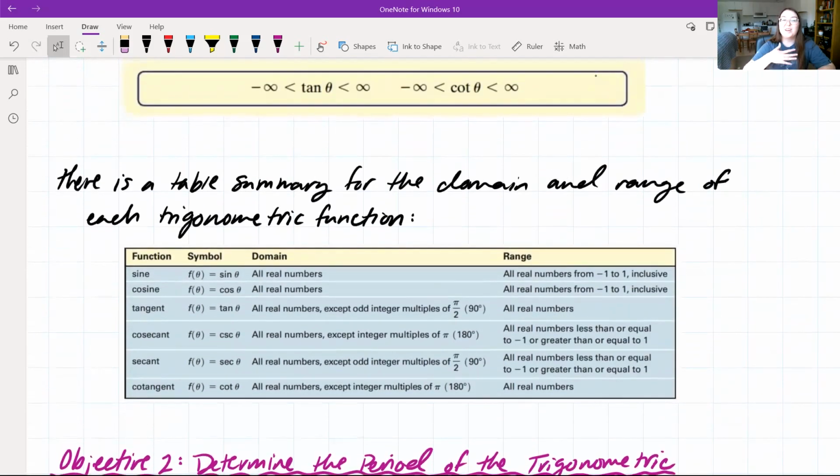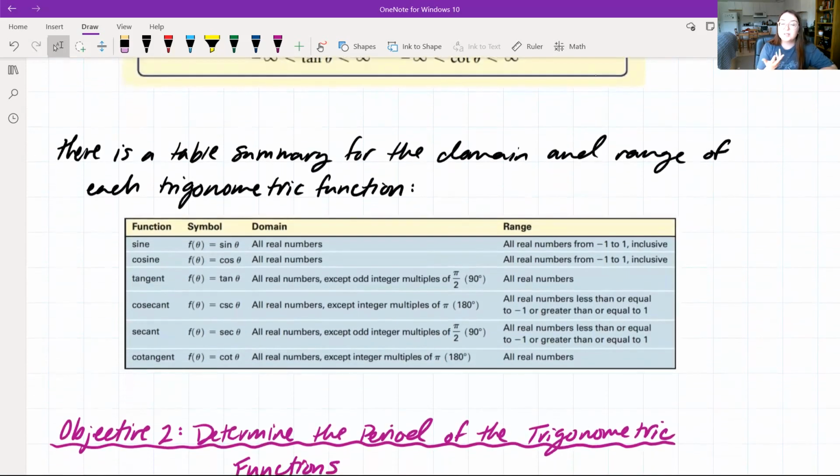So saying all that, here's the table summary for the domain and range of each trigonometric function. We can look at this table whenever we like. Remember, this table is found in your book, so you can look at it whenever you'd like to know what the domain and range is of each one of your trigonometric functions. And now you can use this table if you need to in future problems on homeworks and whatnot.